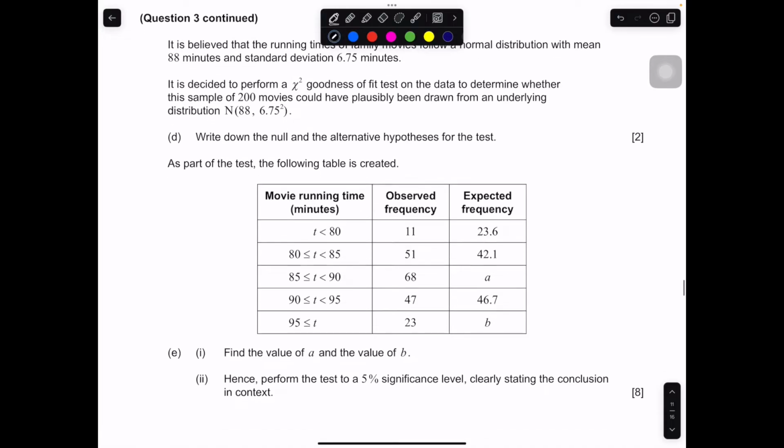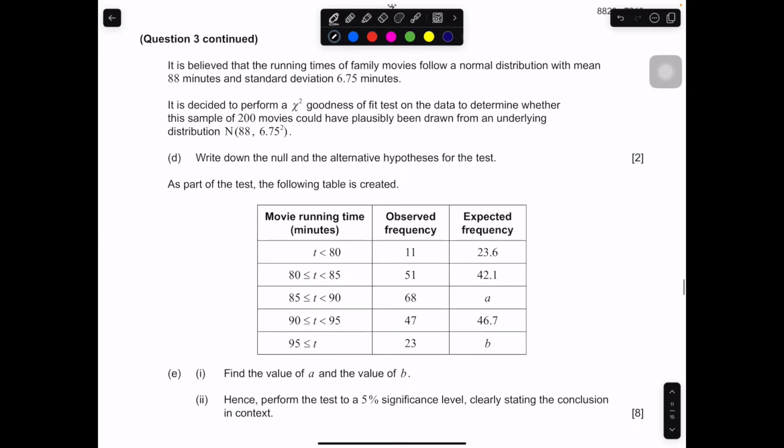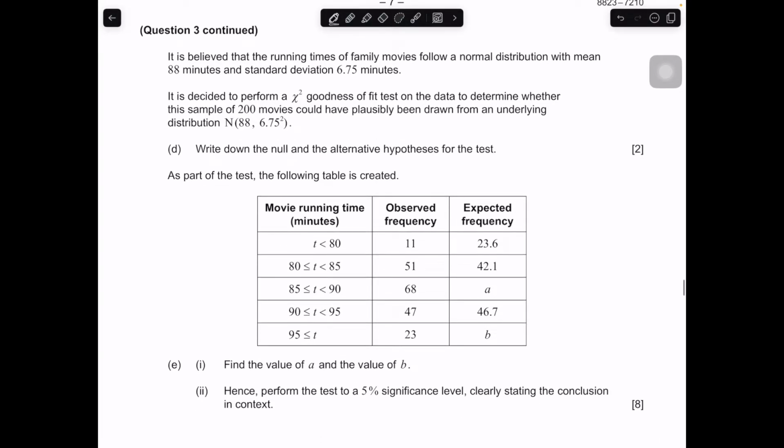Okay, so a little more here. Let's see what we have. Still in the realm of statistics and probability. It's believed that the running times of family movies follow a normal distribution with mean 88 minutes and standard deviation 6.75 minutes. So key hint already, we're in the realm of normal distributions, and they give us a mean of 88 minutes, standard deviation 6.75 minutes.